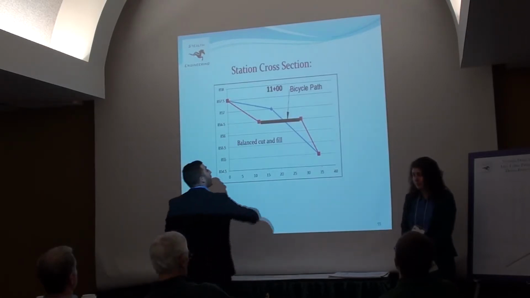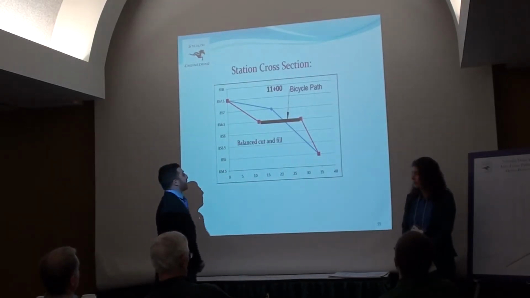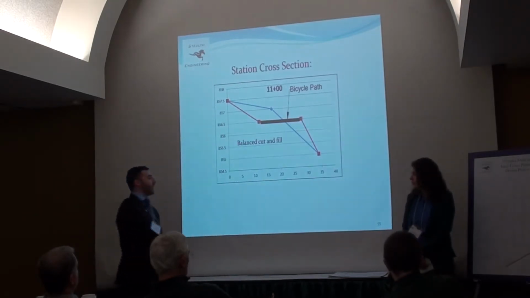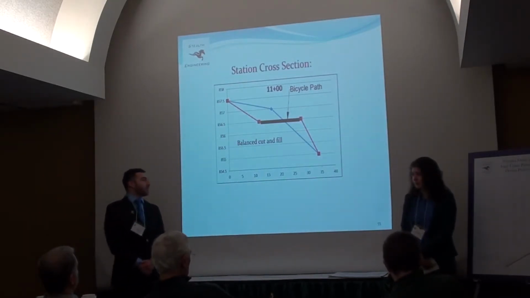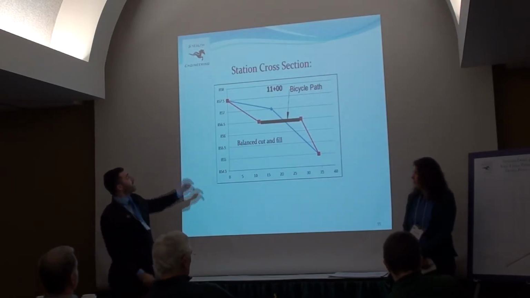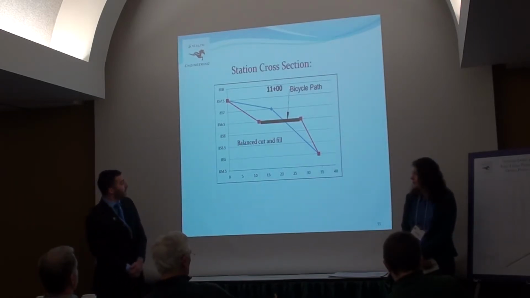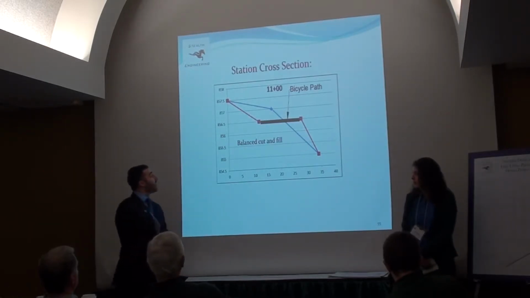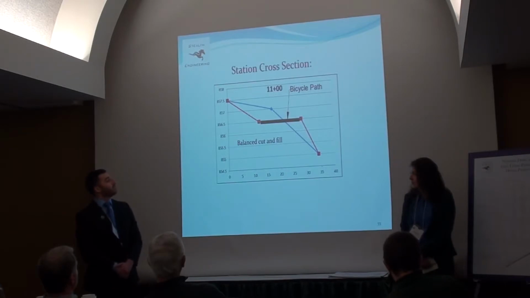And here we see how the bicycle path sits on a nice horizontal plane. The x-axis corresponds to the right-of-way of Consumers Energy, which is approximately 40 feet, and then the y-axis corresponds to elevation. So you get an idea of how the bike path will sit within the right-of-way that we're working in.